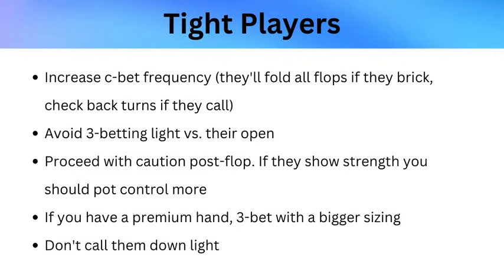And you don't want to call them down too lightly. Again, when they're betting post-flop, they're going to have it. So I wouldn't make too many hero calls versus them. Less hero calls with ace highs and bottom pairs, under pairs, things like that. Basically just overfold to tight player aggression.